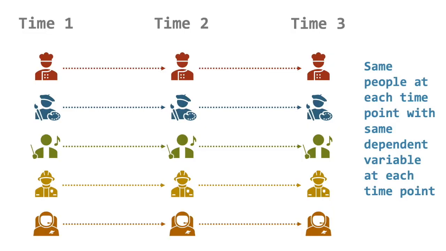So you can think of it as time 1, 2, and 3, where we have the same people at each time point. And we measure the same dependent variable at each time point. So we have this person, all the way down, and they're in every time point.